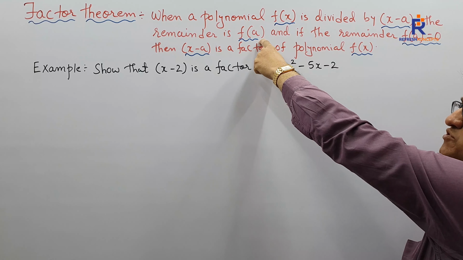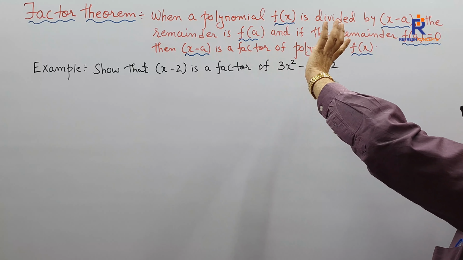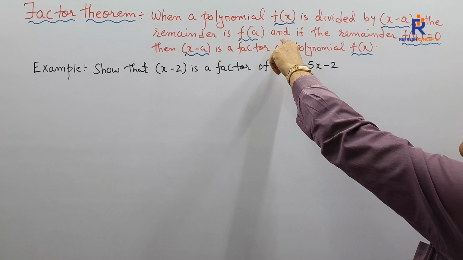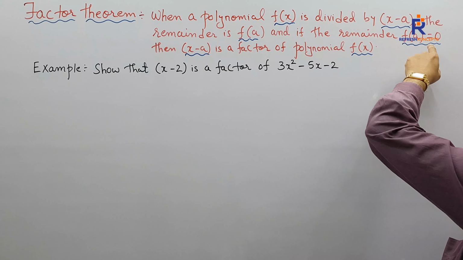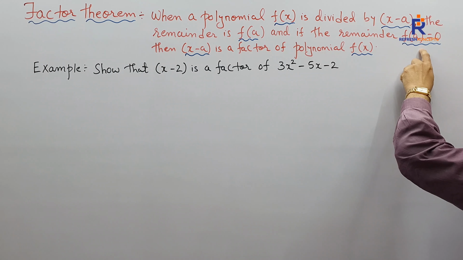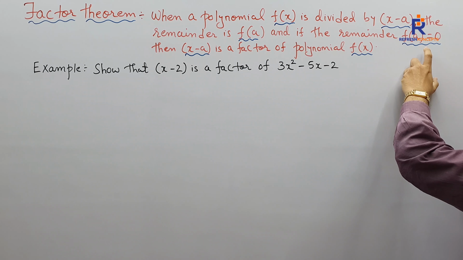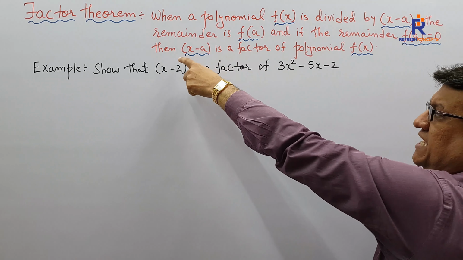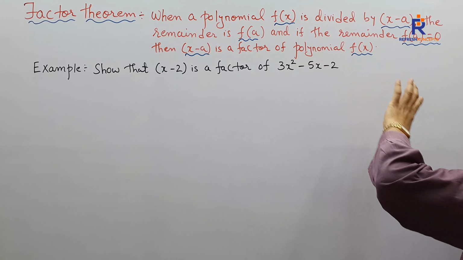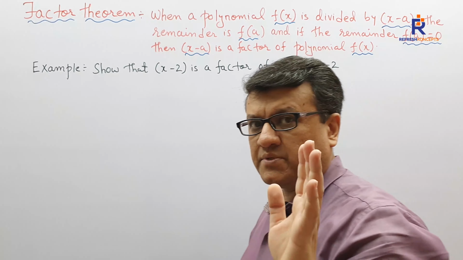Till here, this is the remainder theorem. Now, if we move further, and if the remainder f of a is equal to 0, kindly pay attention to this part. If the remainder f of a happens to be 0, then x minus a is a factor of the polynomial f of x. Right?